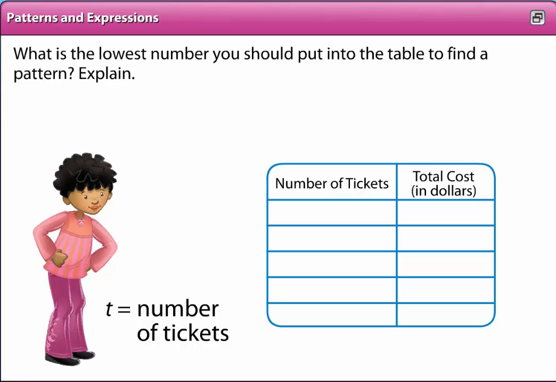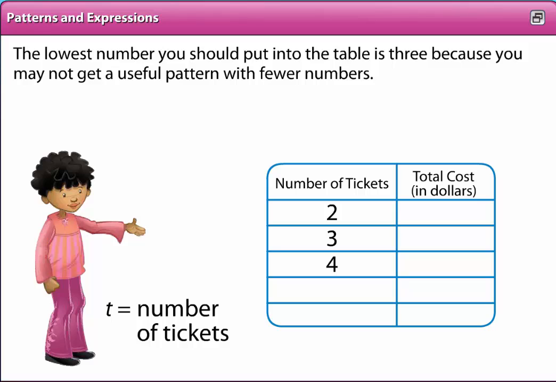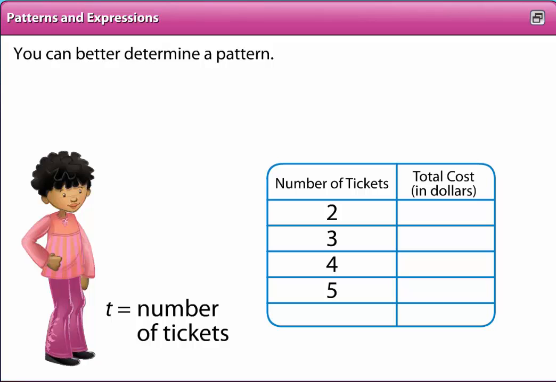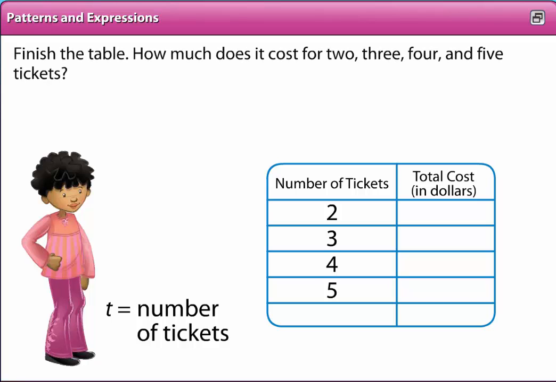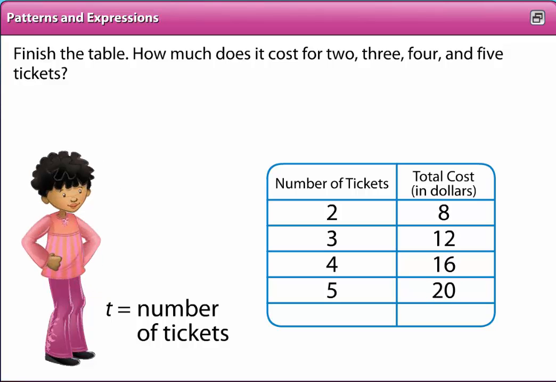What is the lowest number you should put into the table to find a pattern? Explain. The lowest number you should put into the table is 3, because you may not get a useful pattern with fewer numbers. Why is it better to put 4 numbers in the table for the number of tickets instead of 3? You can better determine a pattern. Finish the table. How much does it cost for 2, 3, 4, and 5 tickets?